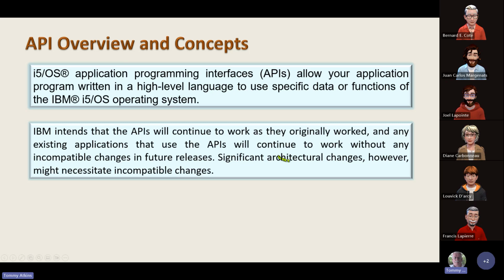Significant architectural changes, however, might necessitate incompatible changes. What IBM is saying here, and I know it for a fact because I've been using APIs for about 35 years, is that the APIs I used and worked with 35 years ago still work as they were intended today. The method by which IBM works is that they develop an API, they give it a set of parameters and a function, and they don't change that.